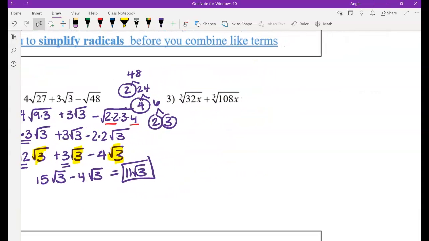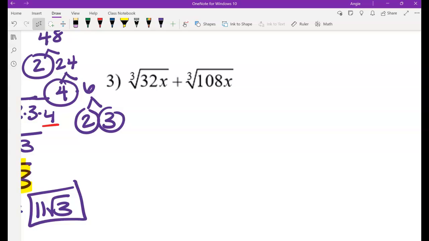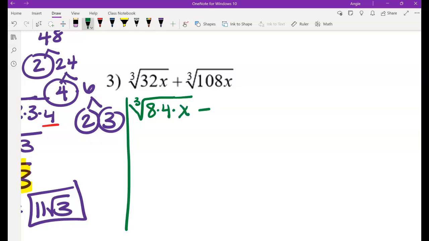Example 3 says cube root. So cube root of 32x plus cube root of 108x. With a cube root, we have to break it down into 3's. I know 32, students, is going to be 8 times 4. So I'm going to write 8 times 4 because cube root of 8 will eventually be simplified down to 2. Now cube root of 108.